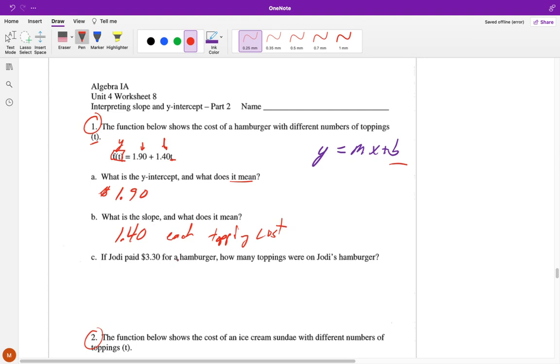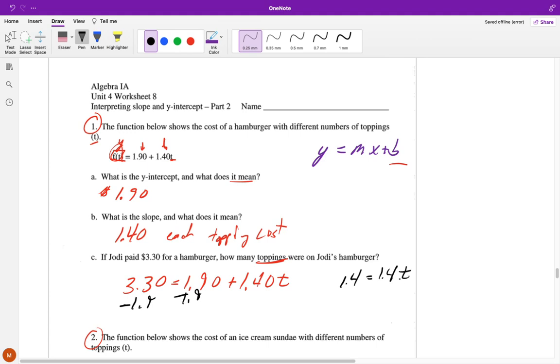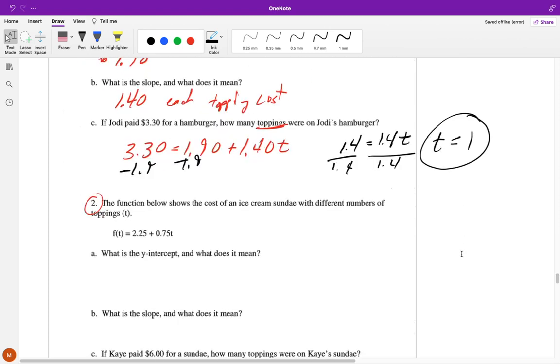And if Jody paid $3.30 for a hamburger, well, that's our final cost. So it'll be 3.30 is equal to 1.90 plus 1.40T. How many toppings? We're not substituting in for toppings, because this is how many toppings. So we would have to solve for T. Now it's just solving a regular basic equation. We subtract 1.9 from both sides, so 3.3 minus 1.9 gives us 1.4 is equal to 1.4T, and now we just divide by 1.4. That means T is equal to 1, so they got one topping in order for it to be $3.30.